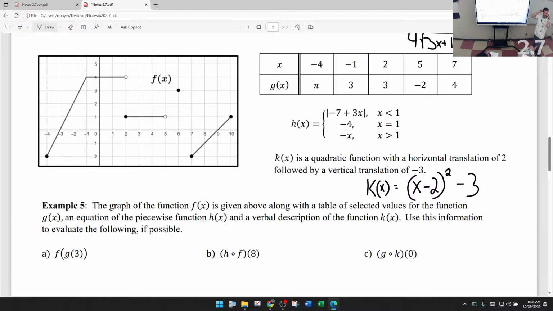You can't write an equation because it's got a pi in it. There's no way I can find an equation for that thing. They're not going to do that. Nah, they're not going to do that.